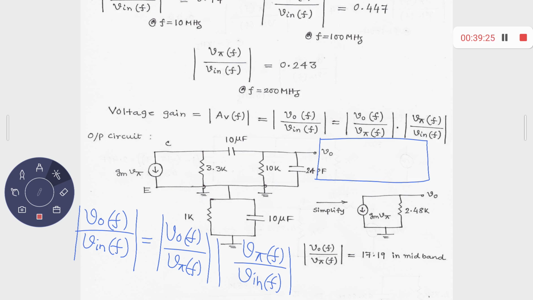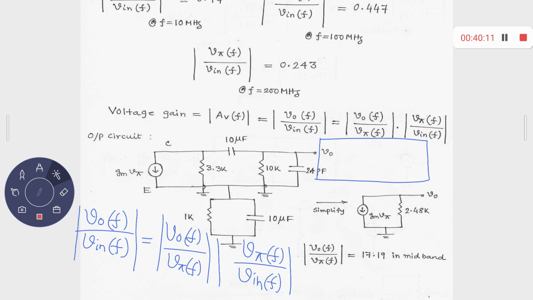How does the signal get from the input to the input of the transistor? From the input signal source to the input of the transistor, how does it couple? Accordingly, we found that V pi by V in is not constant. However, V naught by V pi is always constant, because V naught is nothing but minus Gm V pi times RC parallel RL. There are no frequency dependent terms, only Gm V pi times RC parallel RL. But V pi upon V in is very much a frequency dependent parameter, and accordingly there is a variation.